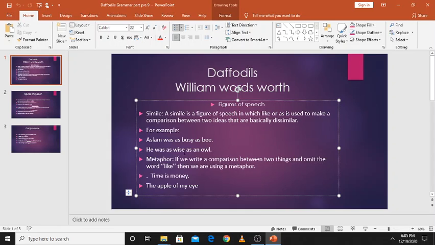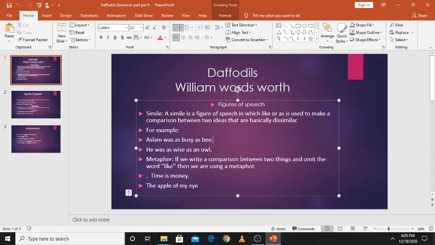He was as wise as an owl. He is obviously a human being, which is one idea, and the owl is another idea, another concept. By using the comparison with as, we use the word simile. So it is clear from the example that we are using two different ideas.